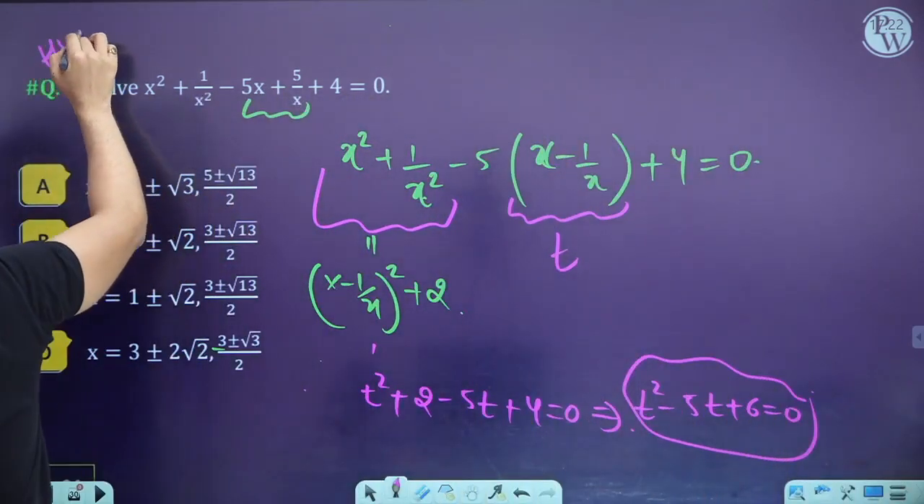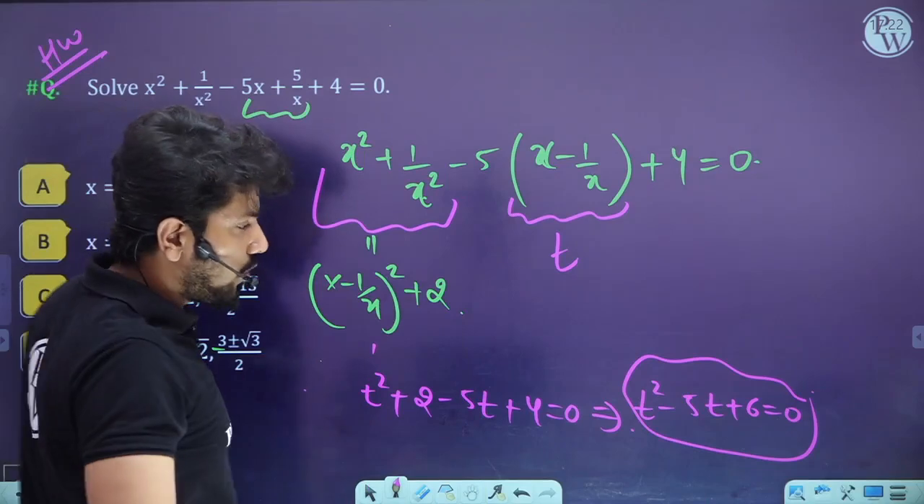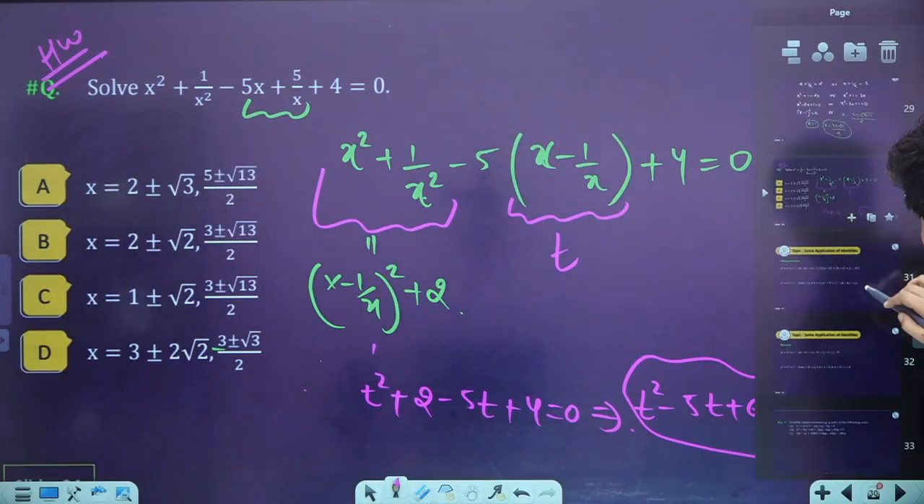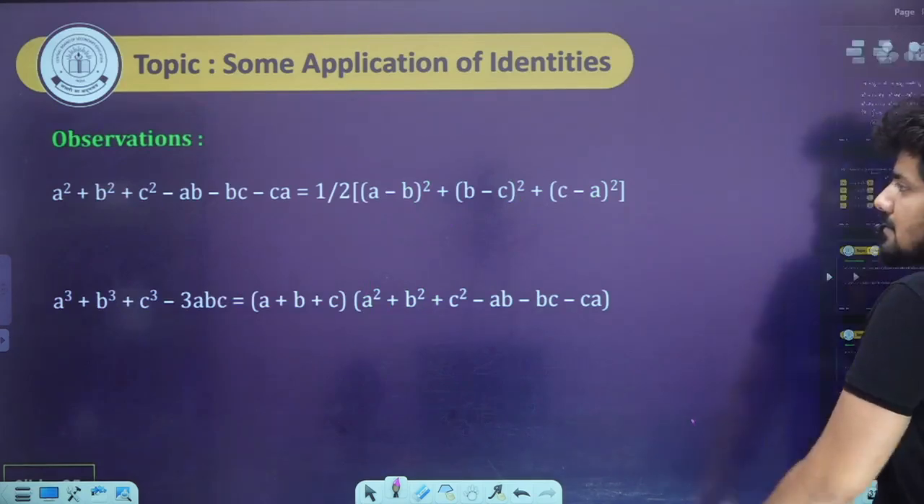I've given you a hint, or almost I have solved the question. Just give a little bit more thought to this, and you will be able to reach the final answer.